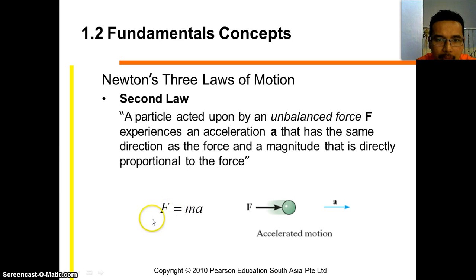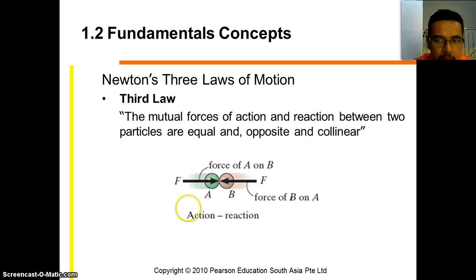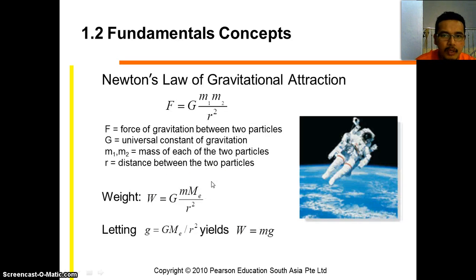The second law: the object can be accelerated or decelerated by the external force. This means that the unbalanced force causes the particular object to experience an acceleration, so the force is directly proportional to the acceleration. The third law is that when we apply a force on a particular object, the object returns a reaction. When there is an action, there will be a reaction, with the same magnitude but in a different direction.